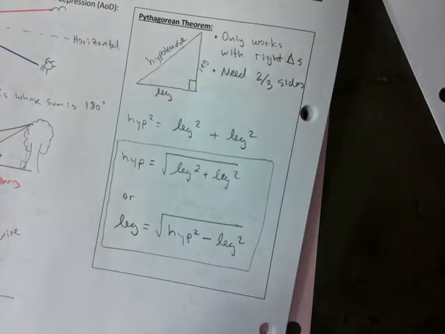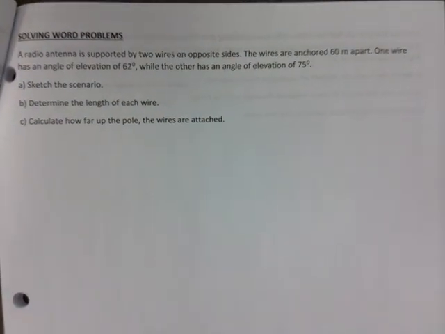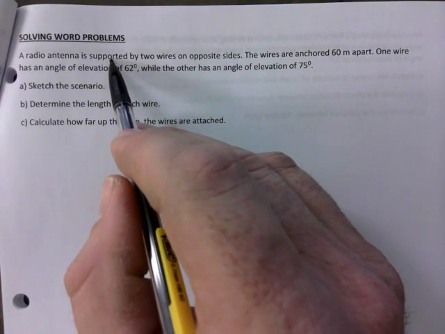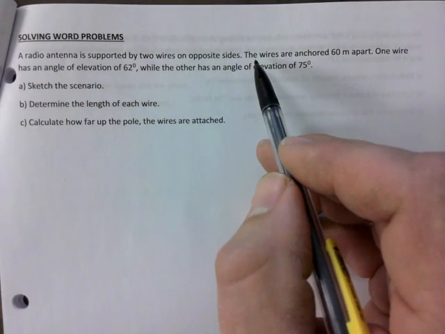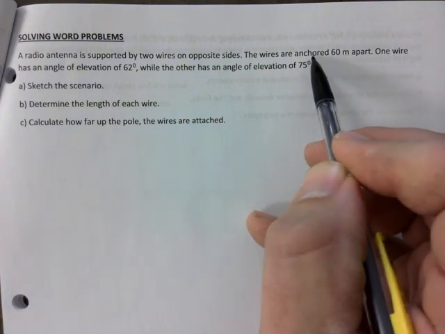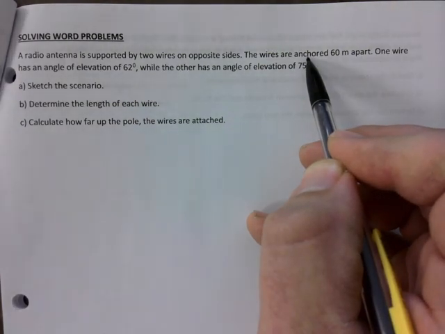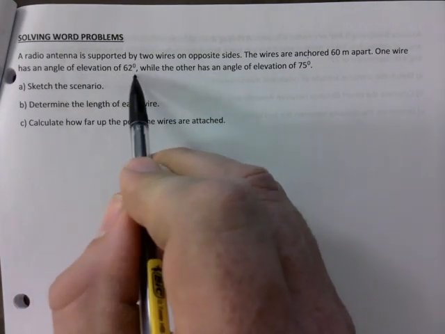I think now we can actually start with our first problem. Solving word problems. A radio antenna is supported by two wires on opposite sides, two guy wires, by the way. The wires are anchored 60 meters apart. When something is anchored, it's driven into the ground. That's where it touches the ground. They're 60 meters apart. One wire has an angle of elevation of 62.